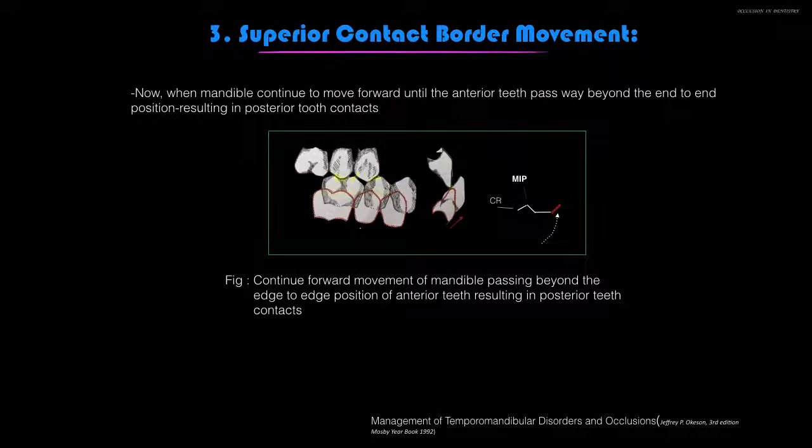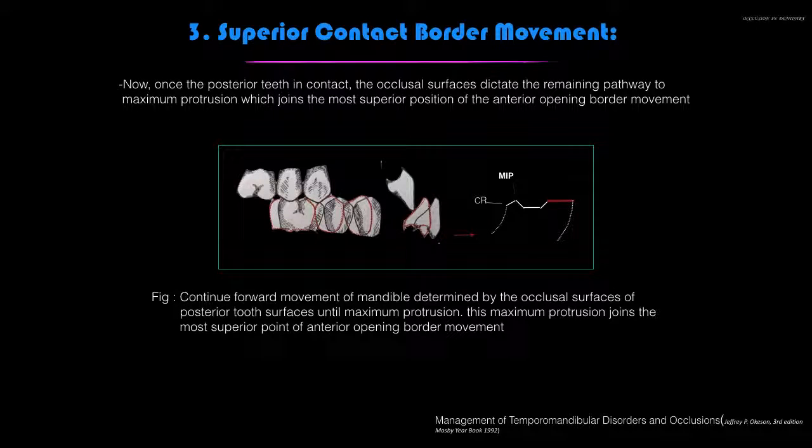Now, when the mandible continues to move forward until the anterior teeth pass way beyond the end-to-end position, the posterior tooth contacts result. Once the posterior teeth are in contact, the occlusal surfaces dictate the remaining pathway to maximum protrusion, which joins the most superior position of the anterior opening border movement.